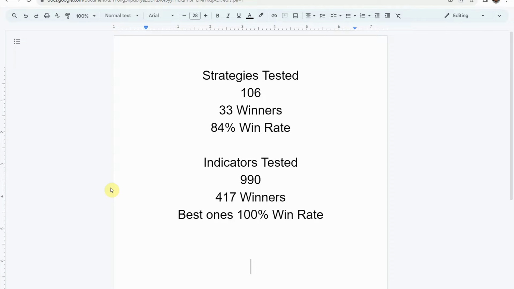The best ones so far were able to achieve a 100% win rate. Now you need to go back and watch those videos to understand the context of how they were able to achieve that. So go back and watch those videos and see what you can get out of those winning indicators. And keep in mind that we test most of these indicators and strategies on the Forex and crypto market, but they can be applied to just about any market and time frame universally.